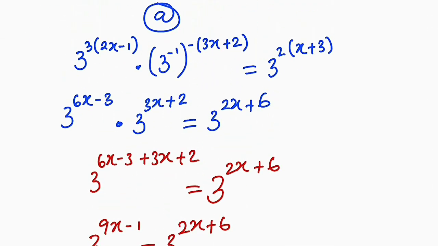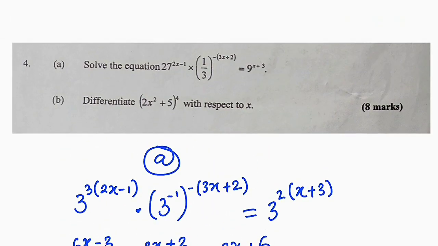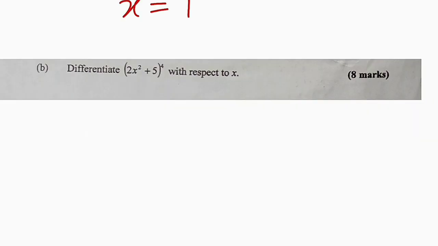Then the second question, we are asked to differentiate this function. So the b part, we are asked to differentiate (2x squared plus 5) to the power of 4. I'm going to show you two different ways to do that. But first of all, let's start with the traditional way.